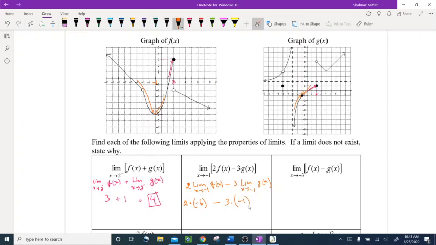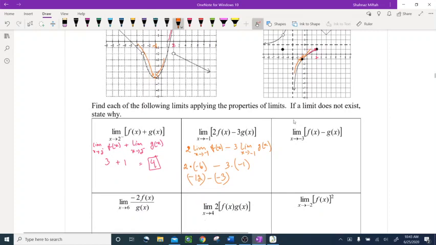So that is -1. So -12 minus -3, right? And then we flip this around because this is going to change to positive, and then I have -12 plus 3 will give me -9, and done.